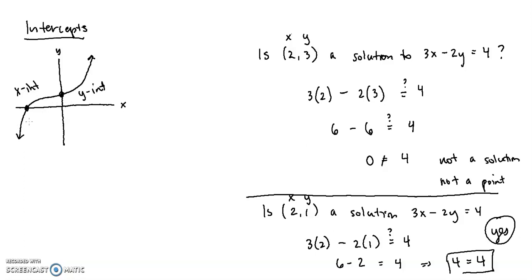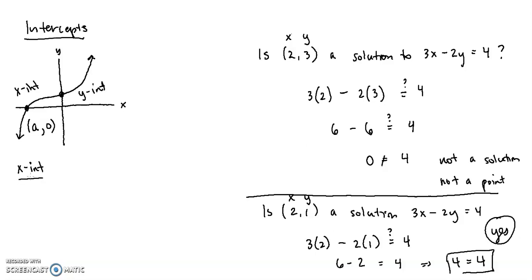X-intercepts will always be in the form of some number and then 0. Okay, if you're on the x-axis, you always have to have some number and then 0. Because remember, the first number tells you to move left or right. The second number tells you to move up or down. But we're not going to move up or down. We're going to stay on the x-axis.